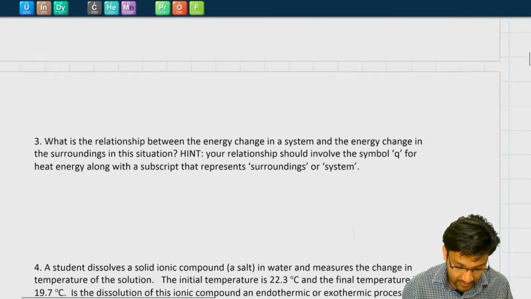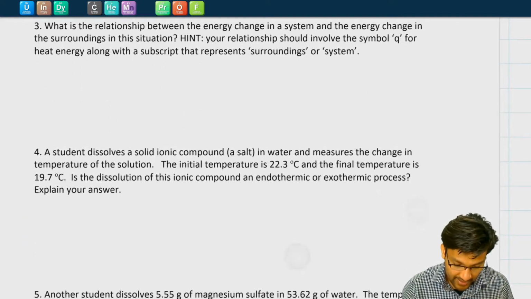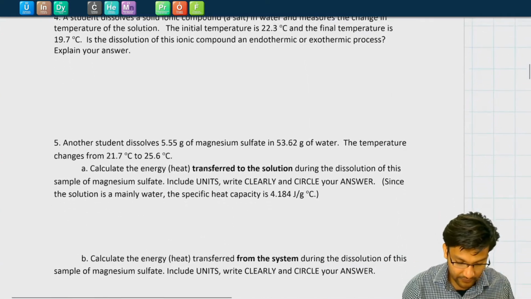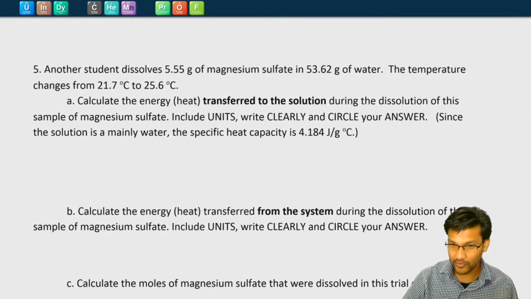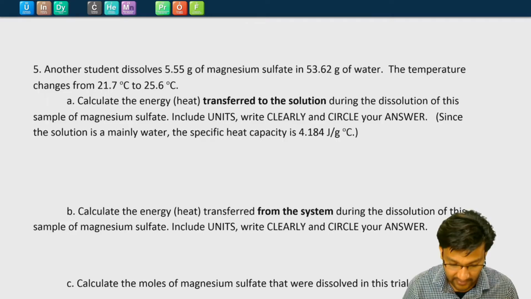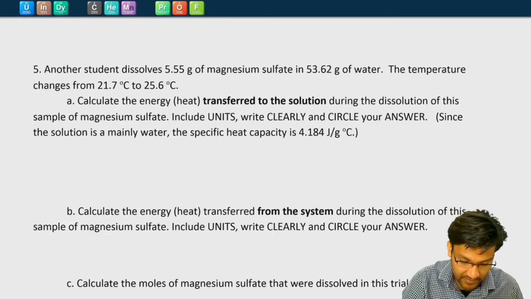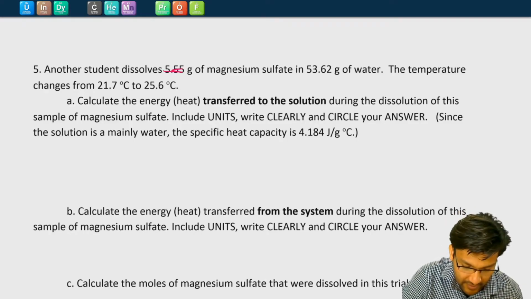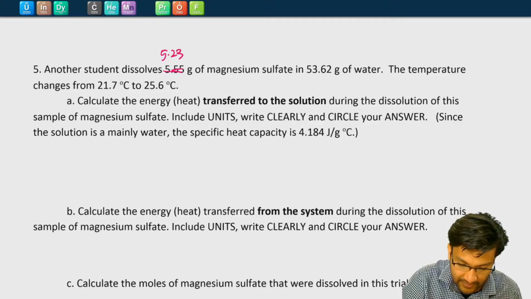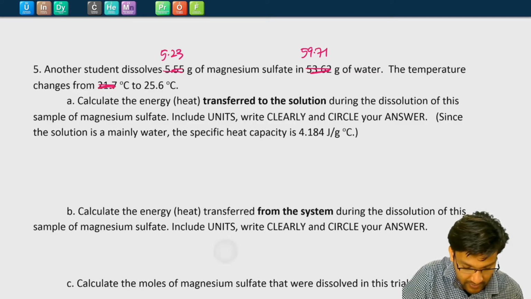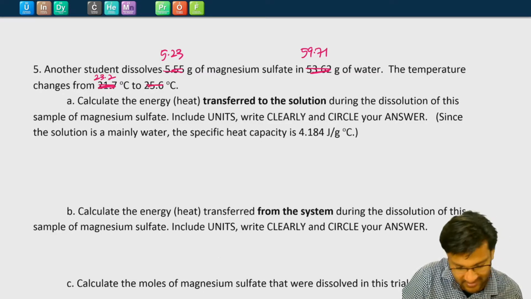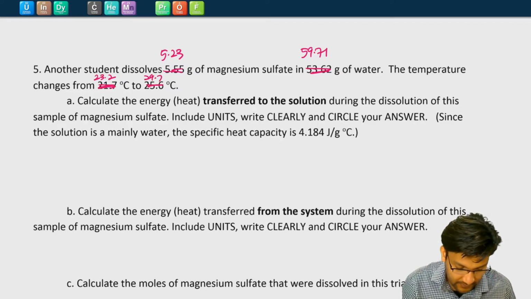Another thing I wanted to go over was a sample calculation for number 5. There are some resources linked on the site on how to do these. Instead of using the values that we have here, I'm just going to make up some values. Instead of 5.55, I'll use 5.23 grams of magnesium sulfate. I'll use 59.71 grams of water, and our temperature will go from 23.2 degrees Celsius to, let's say, 29.7 degrees Celsius.